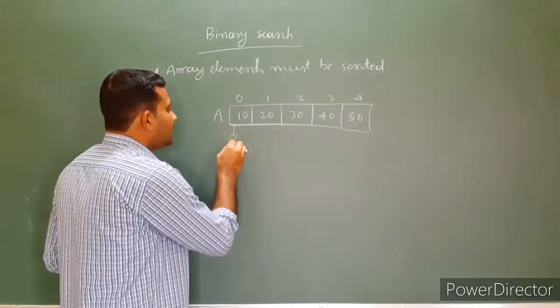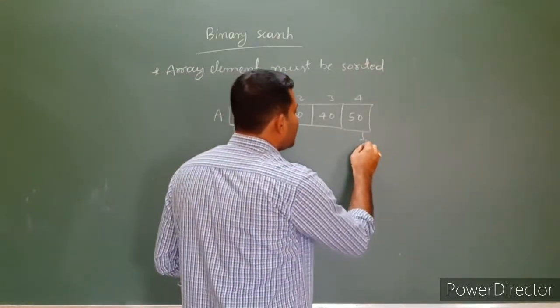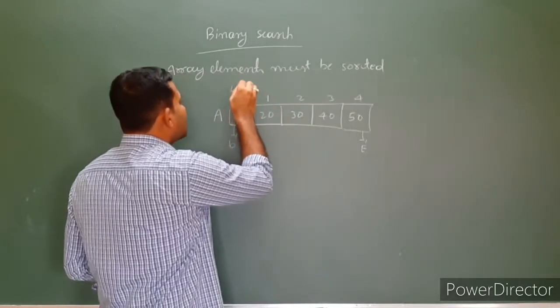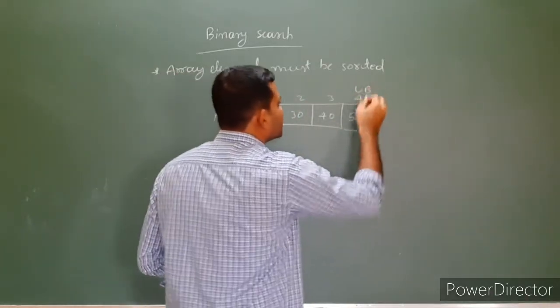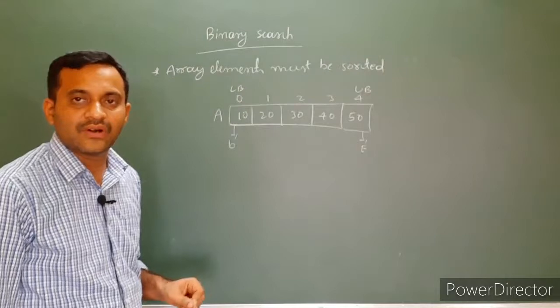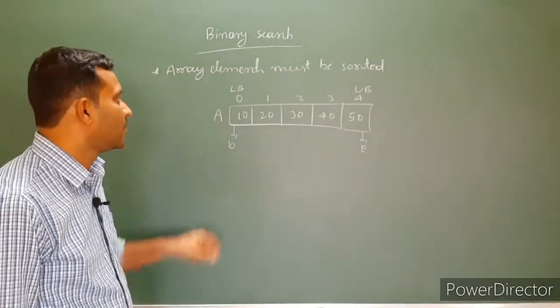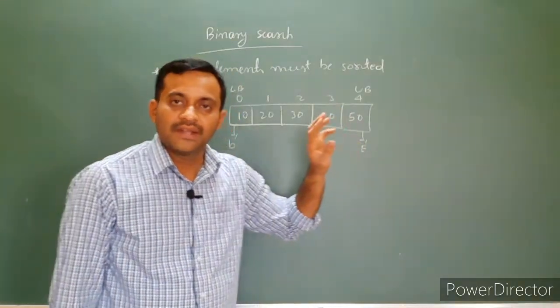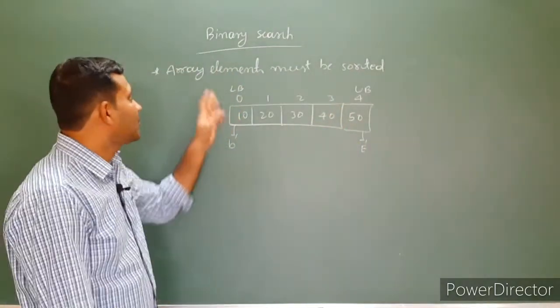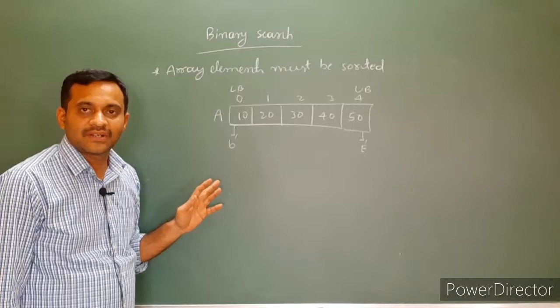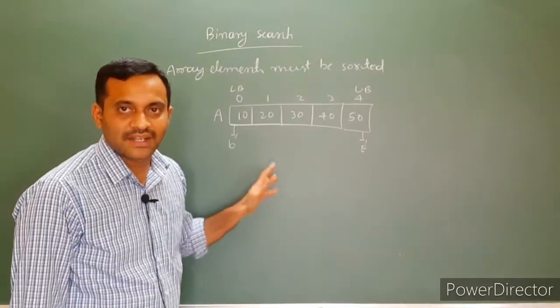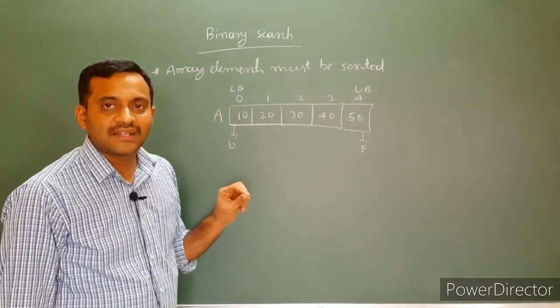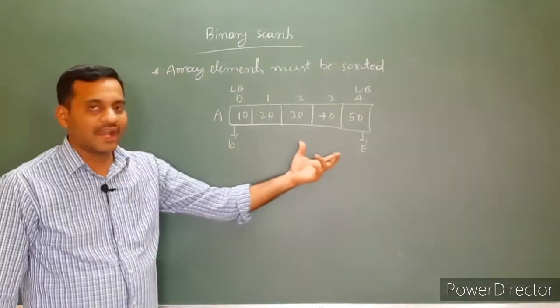Let this be the beginning of the array and this be the end of the array, that is lower bound, then upper bound. Already we discussed lower bound and upper bound in the last video. Lower bound is always 0, upper bound is always n minus 1. How to find the binary search technique in an array? It is based on the beginning and end values.